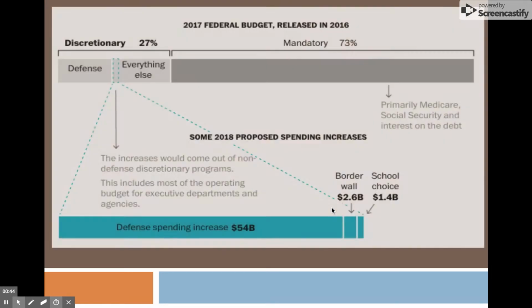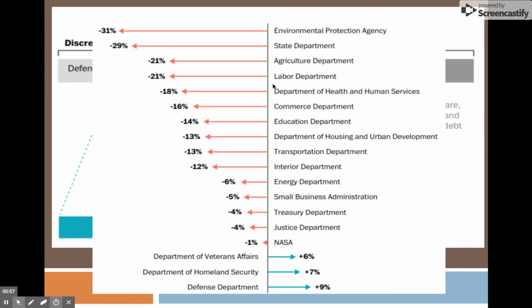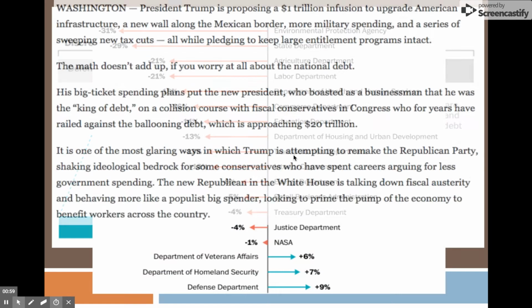So let's dive into a federal budget. So this is taxes and spending. This is spending specifically. Discretionary means choice, mandatory, Social Security, Medicare are written into law. How much more are we going to spend? How much less are we going to spend?